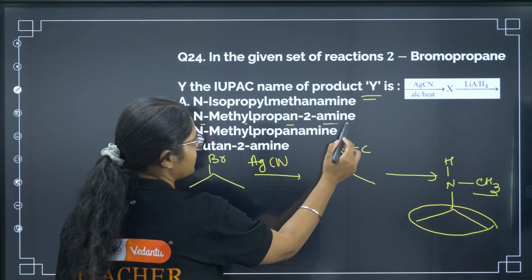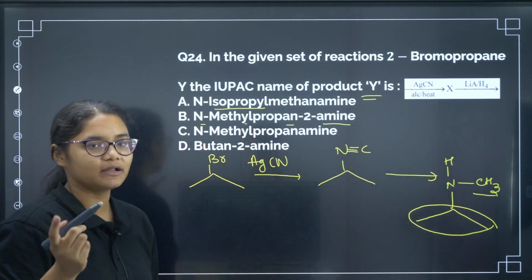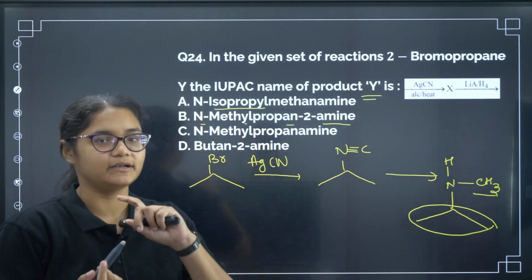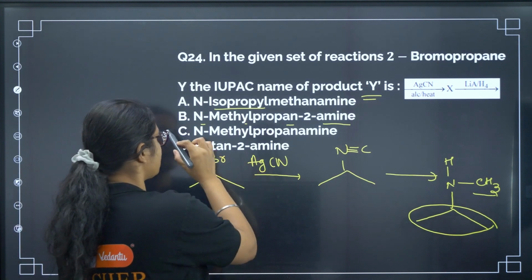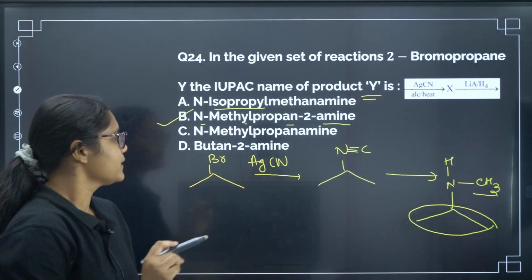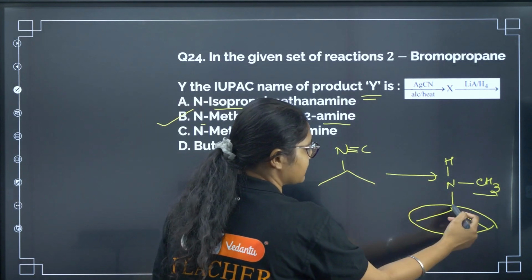So N-methylpropan-2-amine. This one is also correct, if you write isopropyl, but isopropyl is a common name. It is not an IUPAC name, okay? So the correct answer for this question will be option number B. N-methyl, then at second position we have propanamine.